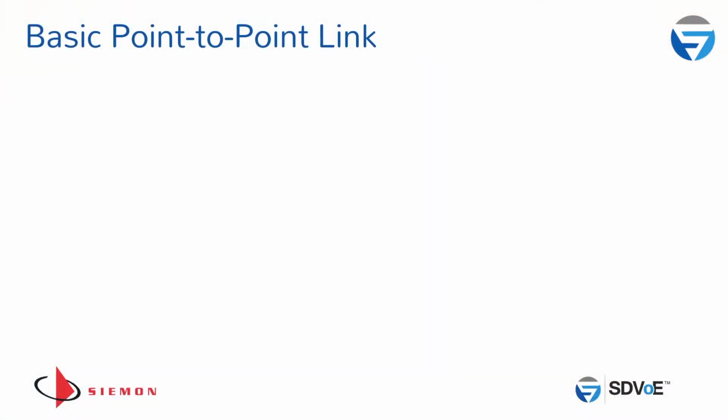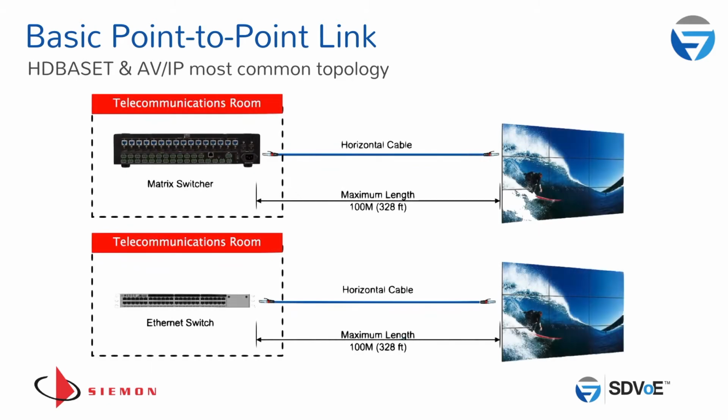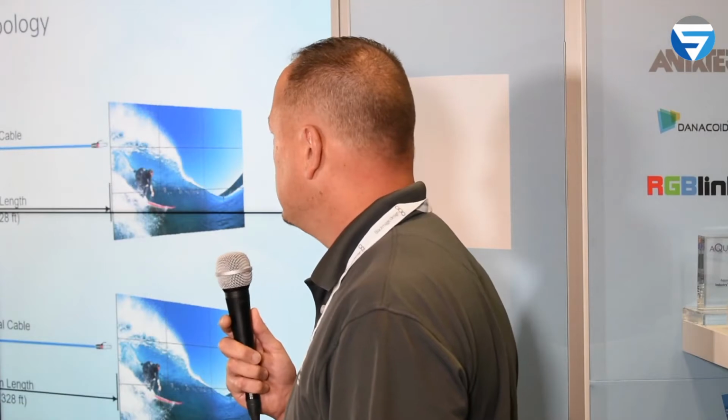So without a doubt, as far as topology, HDBaseT and AVIP is most commonly used as a direct connect, which is point-to-point. So really it's from either the matrix switch to the display, or from the Ethernet switch to the display. Now, there's really nothing wrong with this for a lot of applications, but it does have potential issues. If it's a permanent install, where you're not moving any of the cables on either end, it's fine. In other words, if you're not unplugging and plugging at the display end or on the head end, it works fine in most applications.